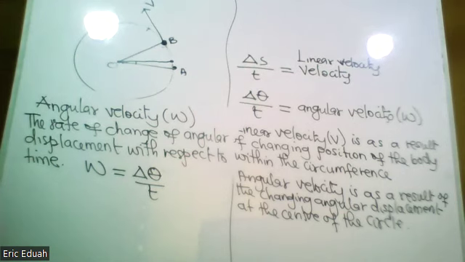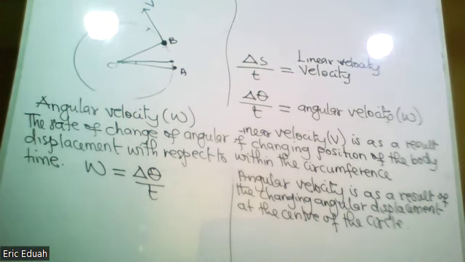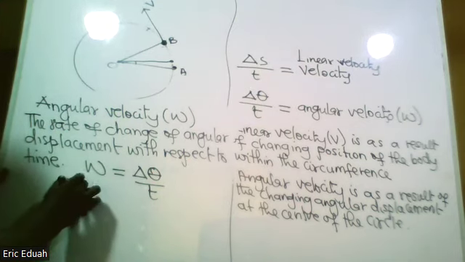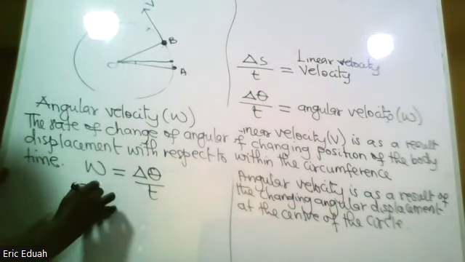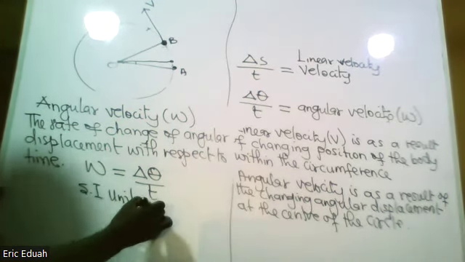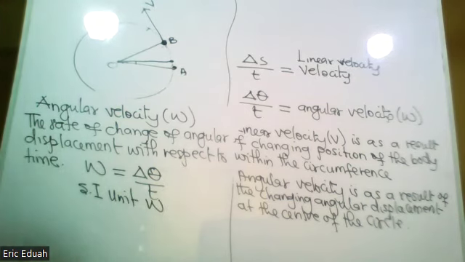Omega is equal to delta theta over t. The delta indicates a change. Akuya, Adoma, what's the SI unit of angular velocity? Rad per second.